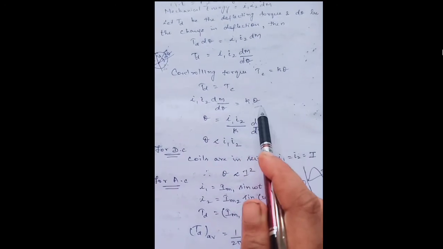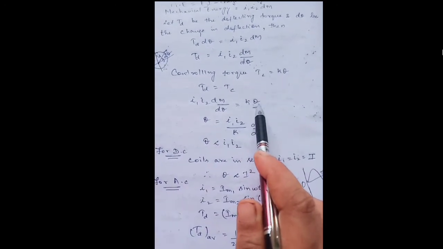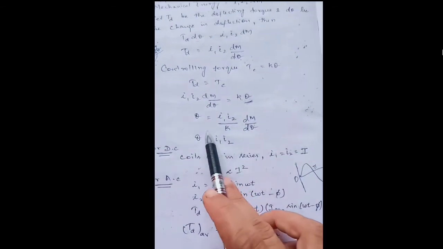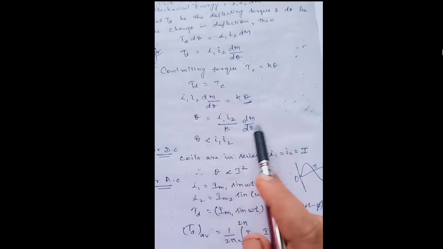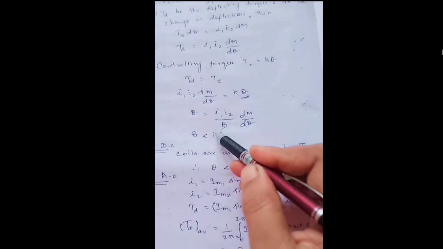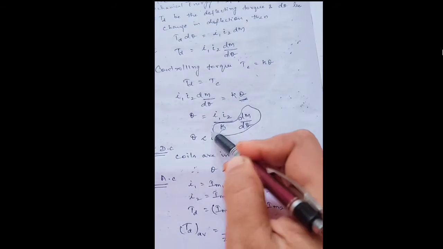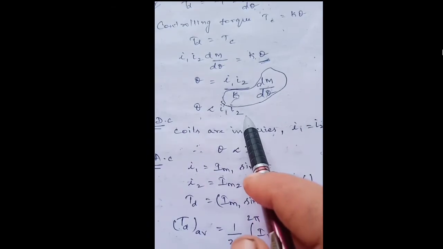So here we need the value of theta. So I am keeping this theta on one side and bringing this k to the other side. The equation will be I1 I2 by k dm by d theta. So when we look at this equation, this k and dm by d theta are all constants. So the equation changes as theta proportional to I1 I2.